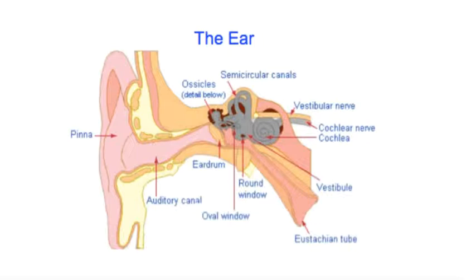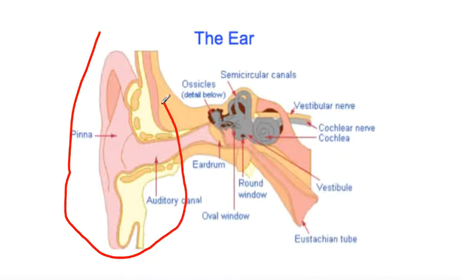The outer part of the ear is the first part. The ear is actually divided into three parts: outer, middle, and inner. Let's talk about the outer ear first. The outer ear is basically this part here. It's what we think of as the ear.